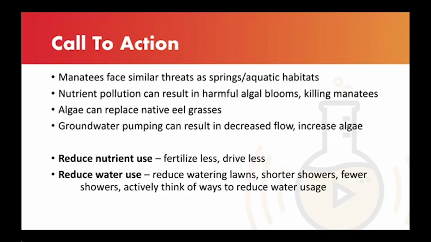And also algae can replace native eel grasses. So when we have these harmful algal blooms, they can shade out the eel grasses and become dominant and result in regime shifts from being eelgrass dominated to algal dominated.